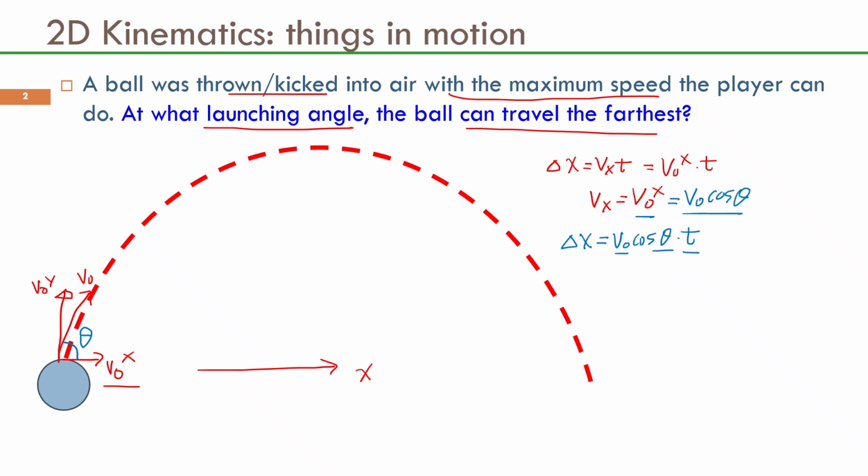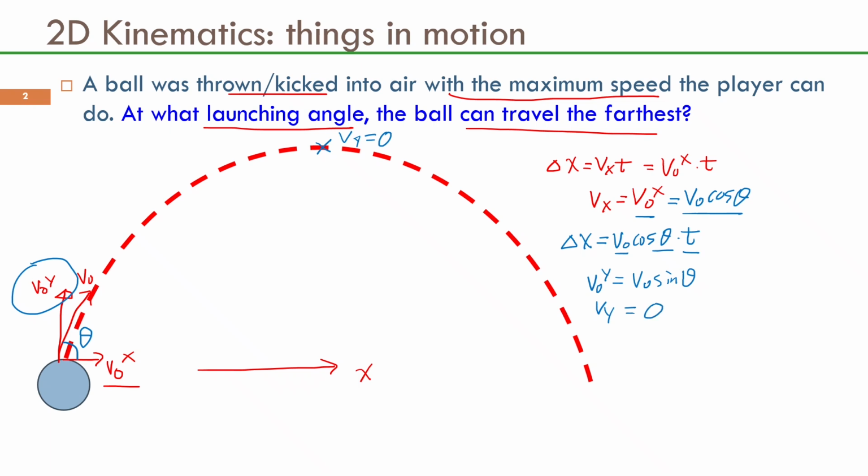So how to find the time of the ball in air? We actually discussed this question in our previous video. Because in this specific situation, we know the initial velocity and we know the angle, we can use the vertical velocity to find out the time. How are we going to do it? We know the initial vertical velocity is v0y, which equals v0 times sine theta. But we also know at the peak, the vertical velocity becomes 0.